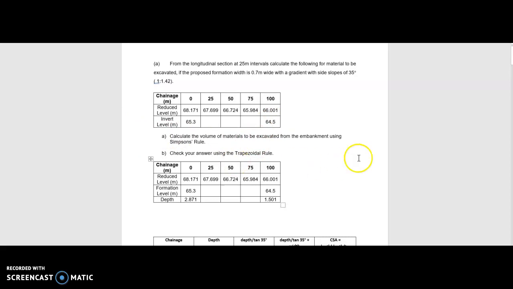So we're going to do some volume calculations for this. Once you complete that table, knowing your reduced levels and invert levels, we can then figure out the depth of our excavation, and that's simply by taking away your formation level, or sorry, your invert level in that case. Formation level is another piece of terminology. So 68.171 minus 65.3 will give you 2.871. Similarly, I've done the same for the end one, and your results may vary a little.